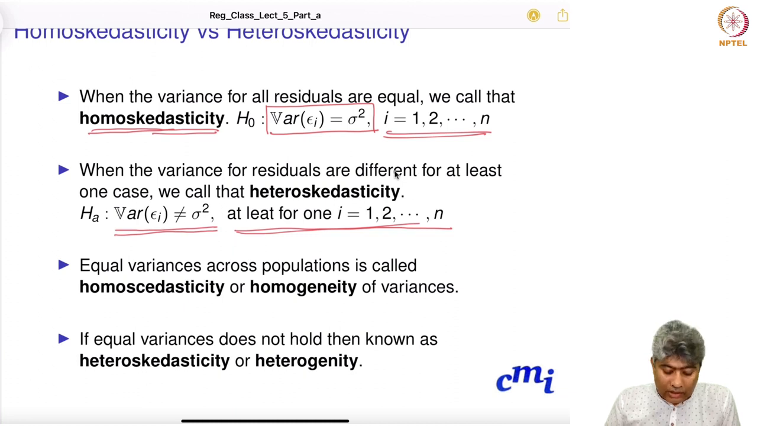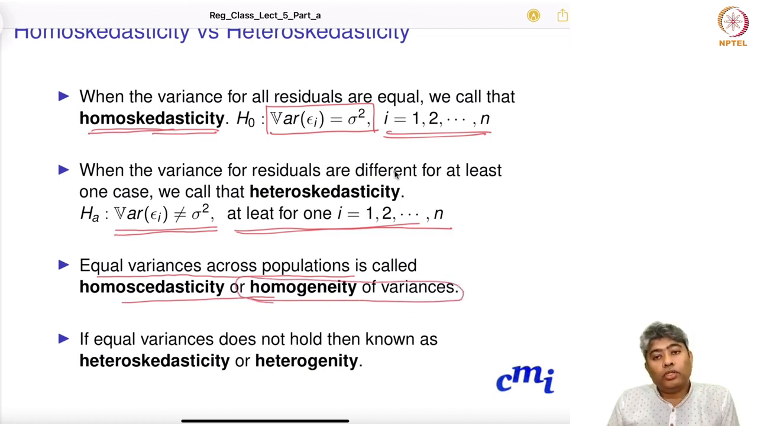So the null hypothesis talks about equal variance across the population, called homoscedasticity or homogeneity of variances. If the equal variance does not hold, then it is known as heteroscedasticity or simply heterogeneity. If somebody says there is heterogeneity in the data, they are basically saying that the variances of residuals are not the same.